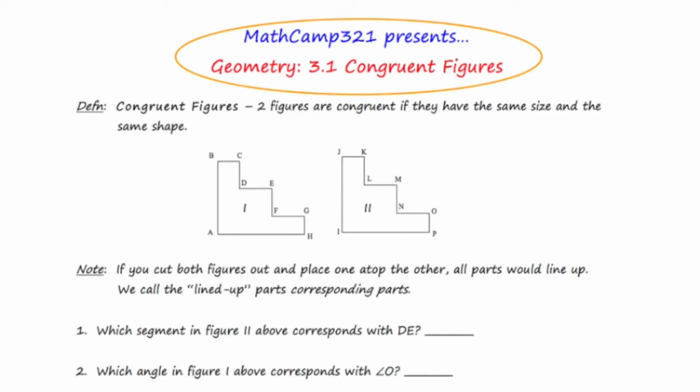And one thing that I like to do if I'm assessing if two figures are congruent is I like to imagine cutting out one of the shapes and seeing if it would fit directly on top of the other if I placed one on top of the other. So if we read the little note down below the figures, it says, if you cut both figures out and placed one atop the other, all the parts would line up. We call these lined up parts the corresponding parts. And that phrase, corresponding parts, is something that comes up again and again in this chapter. So make sure you understand corresponding parts, or the parts that line up.